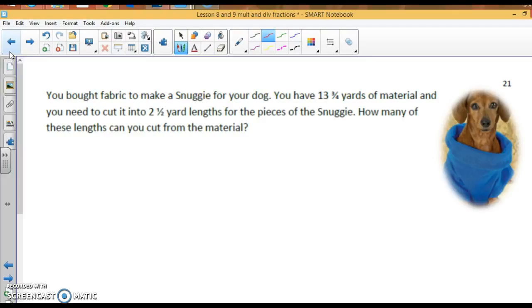You bought fabric to make a Snuggie for your dog. You have 13 3/4 yards of material, and you need to cut it into 2 1/2 yard lengths for the pieces of the Snuggie. How many of these lengths can you cut from the material? So you've got a total of 13 3/4, and you want to see how many of these 2 1/2 are in it. So we're chunking it. So we're going to divide by 2 1/2.